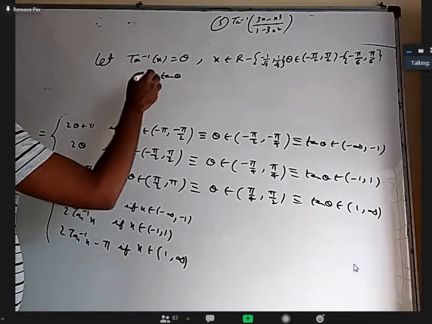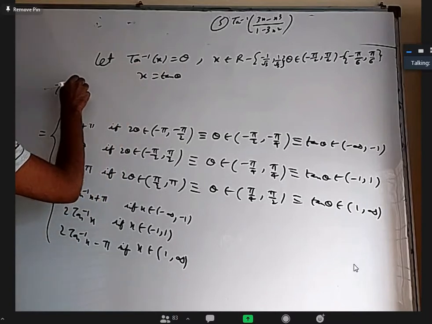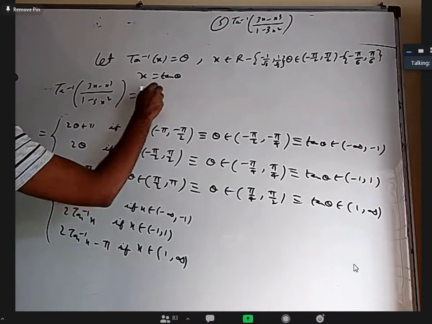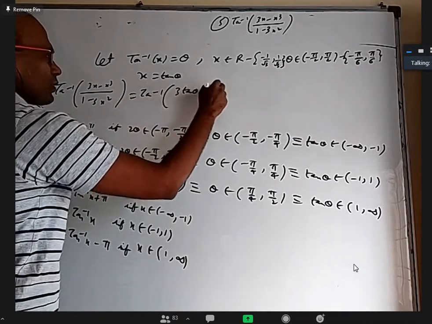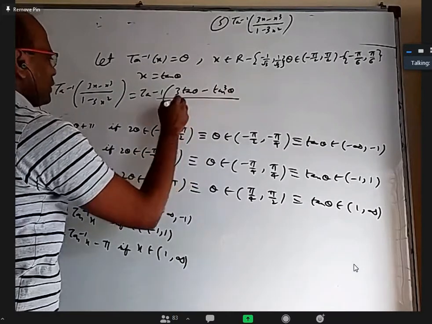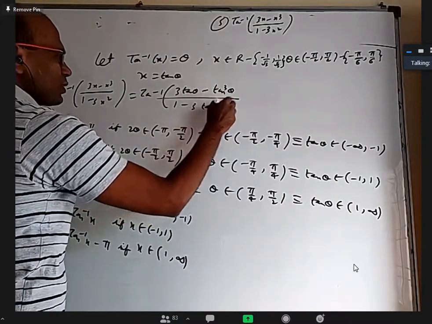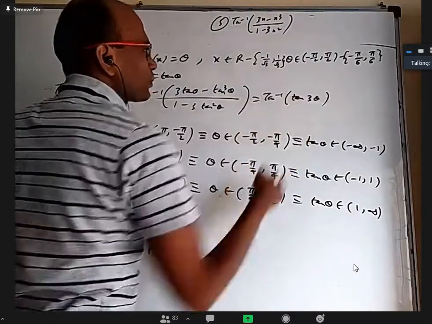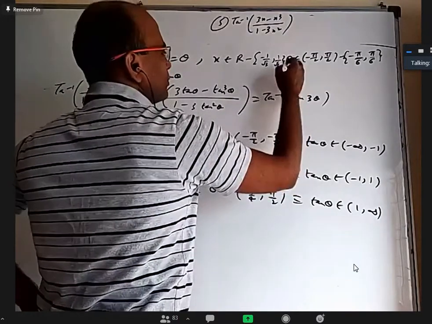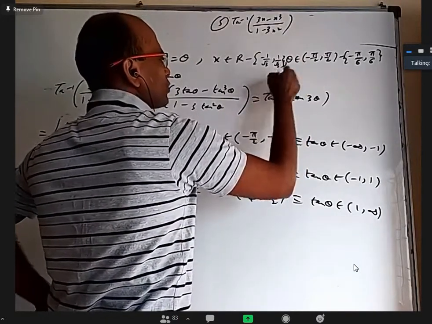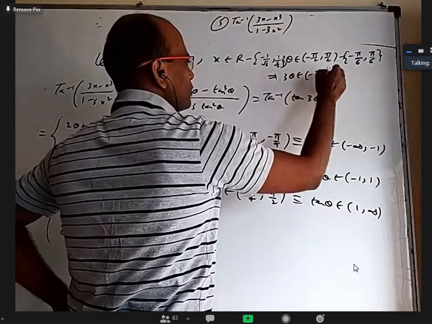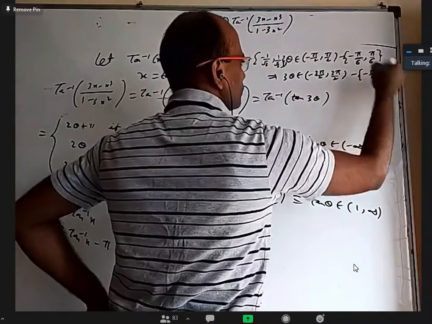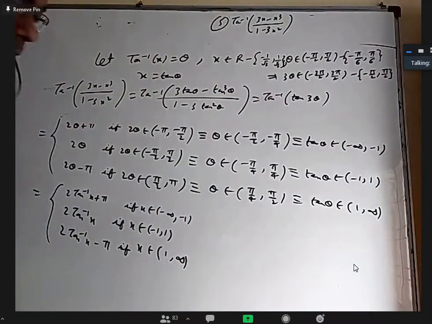Okay, x equal tan theta, and then tan inverse of 3x minus x cube by 1 minus 3x square will become tan inverse of 3 tan theta minus tan cube theta by 1 minus 3 tan square theta, which is the formula for tan inverse tan 3 theta. Here I can write 3 theta belongs to minus 3 pi by 2 to 3 pi by 2 except minus pi by 2 and pi by 2.